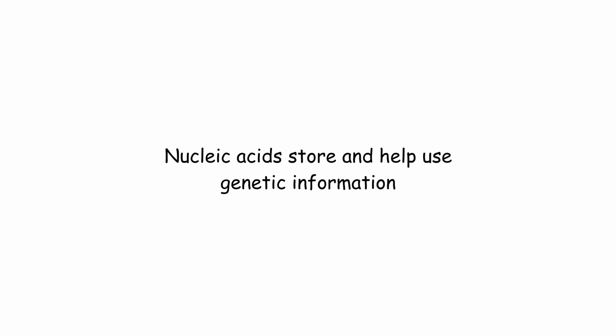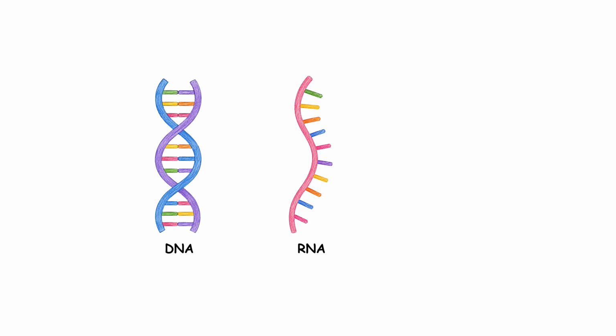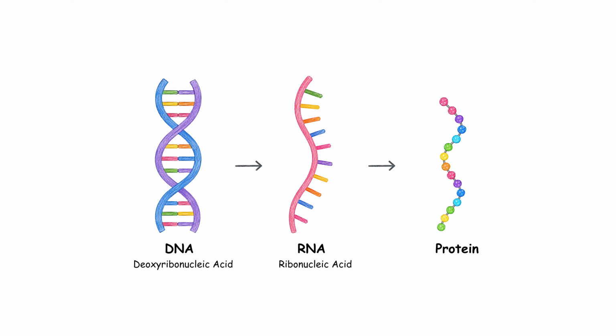Every living cell needs instructions, and nucleic acids are the molecules that store and help use those instructions. The two main types of nucleic acids are DNA and RNA. DNA stands for deoxyribonucleic acid, and it mainly stores genetic information. RNA stands for ribonucleic acid, and it helps the cell use that information, especially when the cell needs to make proteins. So in simple terms, DNA stores genetic information, while RNA helps the cell use it.